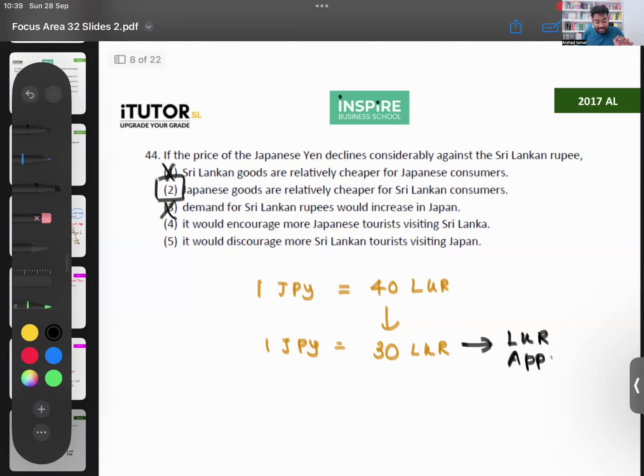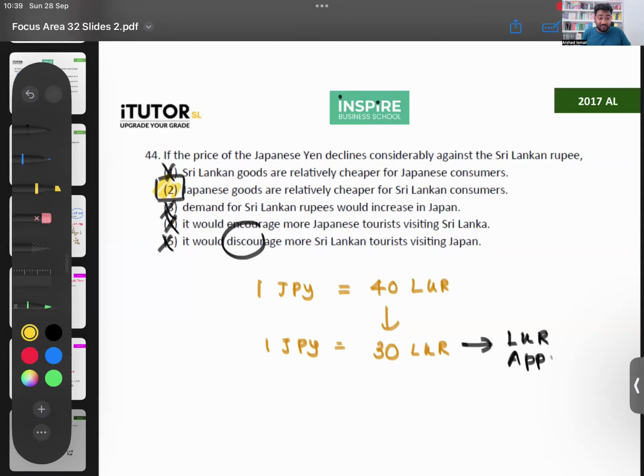Then would it encourage Japanese to visit Sri Lanka? No, it will discourage. If it depreciates, it's good for them. It would encourage more Sri Lankan tourists. Sorry, it would discourage more Sri Lankan. No, it will encourage. So therefore, the answer is 2.